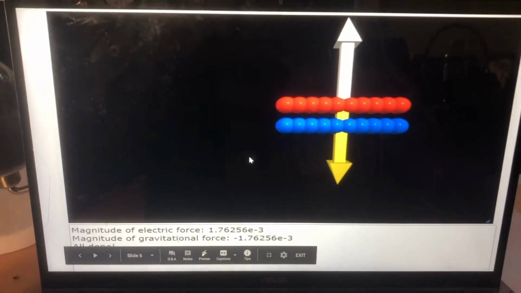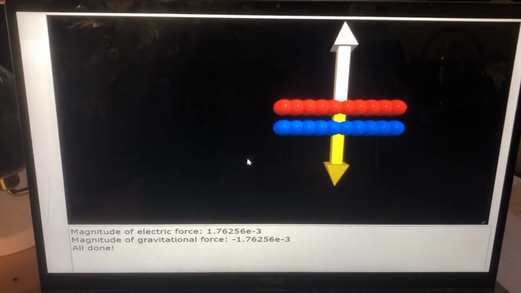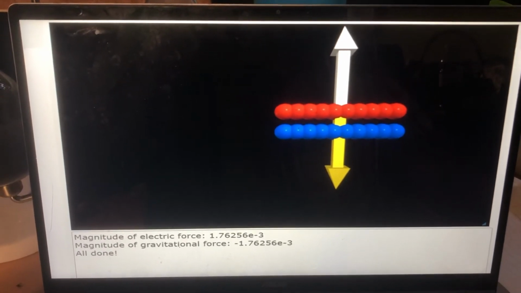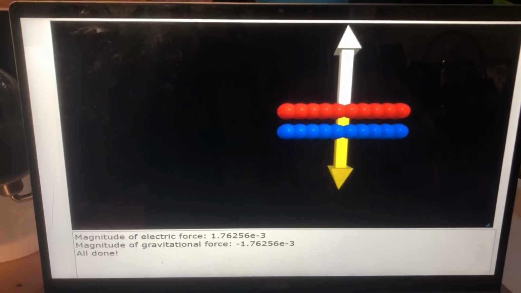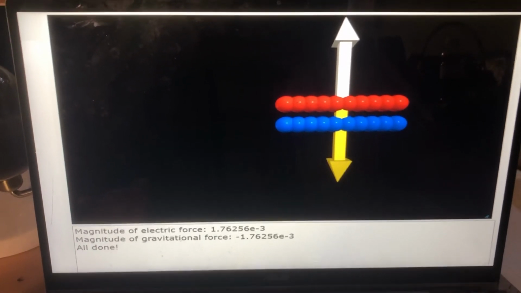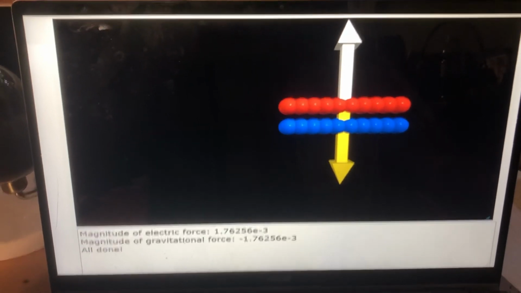And also found was that the magnitude of the electric force was equal to 1.7625 times 10 to the negative third, and the magnitude of the gravitational force was just negative 1.7625 times 10 to the negative third.